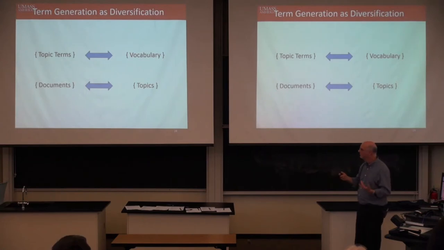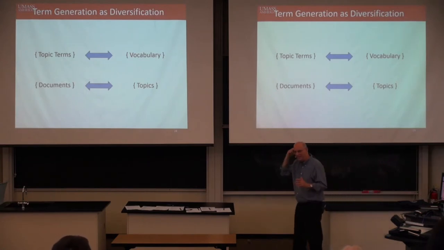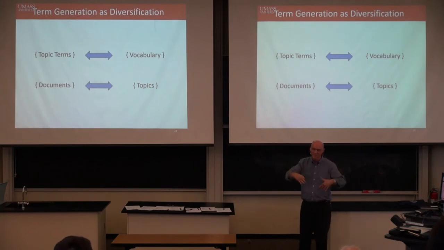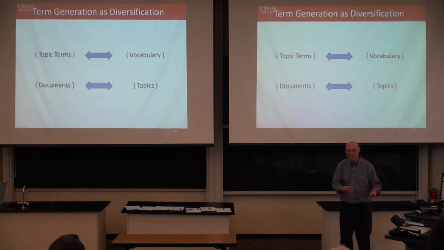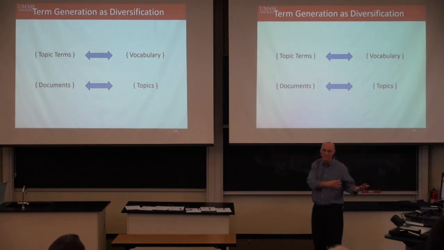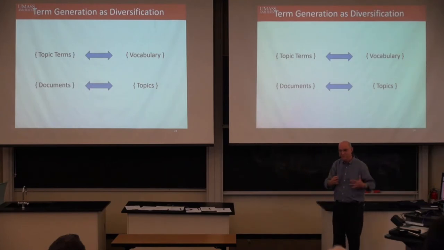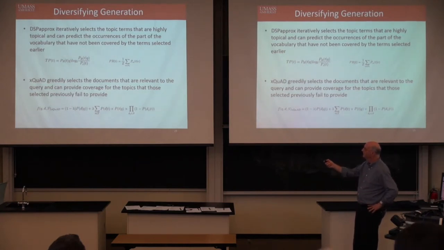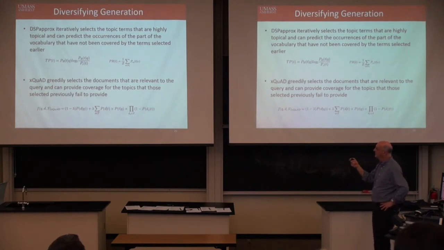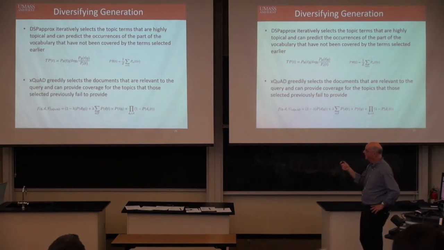So what we looked at, scratching our heads, was that we're doing diversification followed by diversification. It seems like we're doing two rounds of the same thing here. Can we unify this process of summarization and then more summarization, or diversification first, followed by more diversification? Can we unify it some way? And the answer is we haven't been able to. We tried to though. So I explained DSP approx iteratively selecting topic terms that are highly topical and can predict the occurrences of part of the vocabulary that haven't been covered.